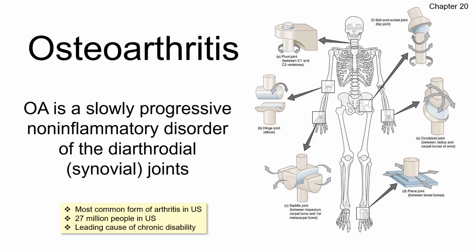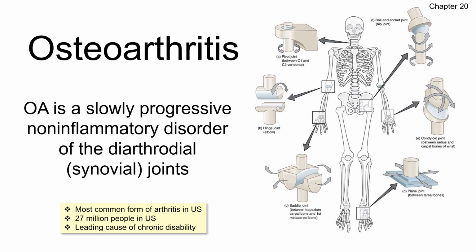Our first condition we're going to discuss is osteoarthritis, or OA. So OA by definition is a slowly progressive non-inflammatory disorder of the diarthrodial synovial joints. It is the most common form of arthritis in this country. There are millions of people that have it, and it's the leading cause of chronic disability.